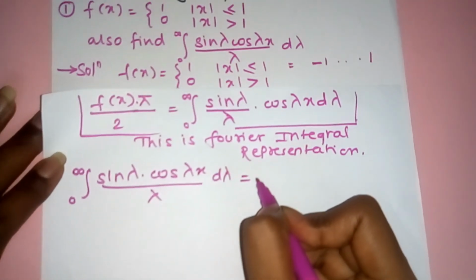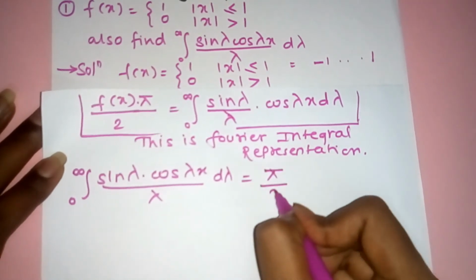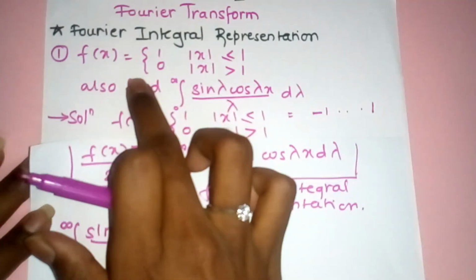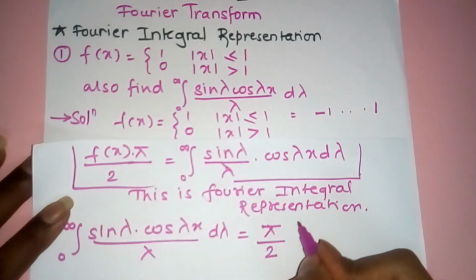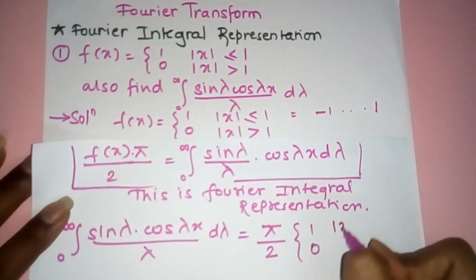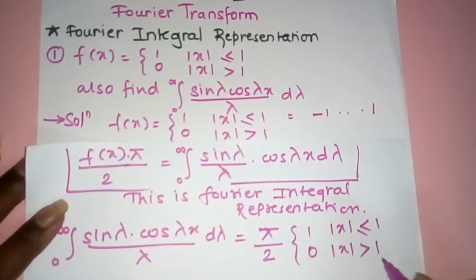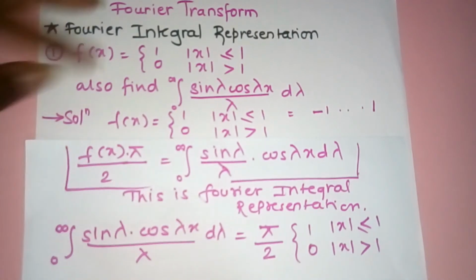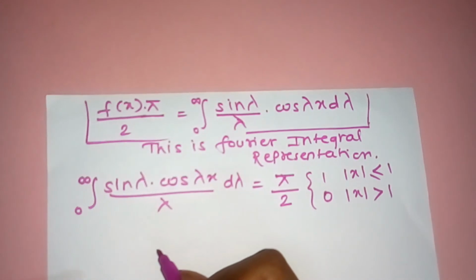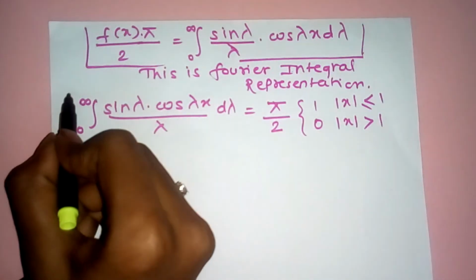So this part is equal to pi upon 2 times f of x. Now our f of x, if you see in the question, this is our f of x. So this entire part we can write it over here as it is. This is 1 and 0, for mod x less than or equal to 1 and greater than 1. So this is our representation. So in this entire video we have seen how to represent Fourier integral. So this is the final answer.